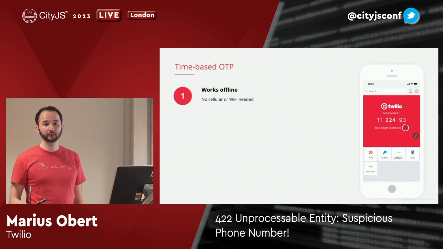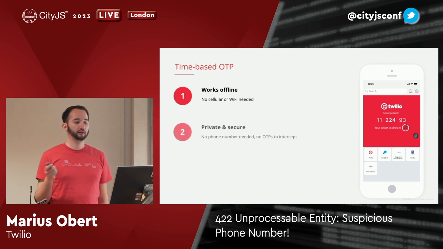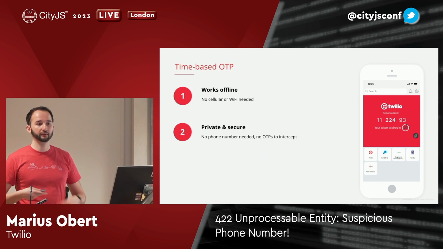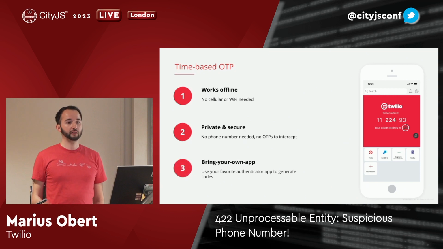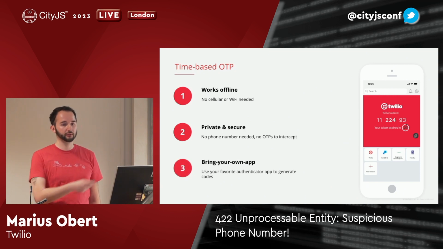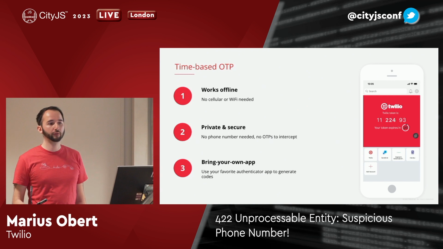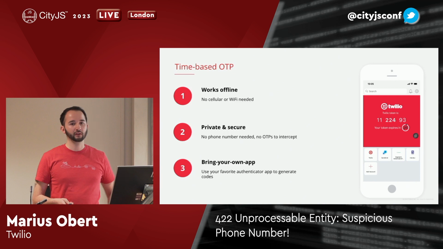So the advantage is it works on an offline basis, it's private and secure, so you don't even need to know the phone number of your users. You just show them the QR code when they register, and no one can intercept the code because it's never transmitted until they enter it in your application. And they can bring their own Authenticator app. This is Authy, the Authenticator app that's provided by Twilio for free. But if your users want to use Microsoft Authenticator, Google Authenticator, they all use the open standard and they can bring their own application. So this is, I would say, one of the most secure options.